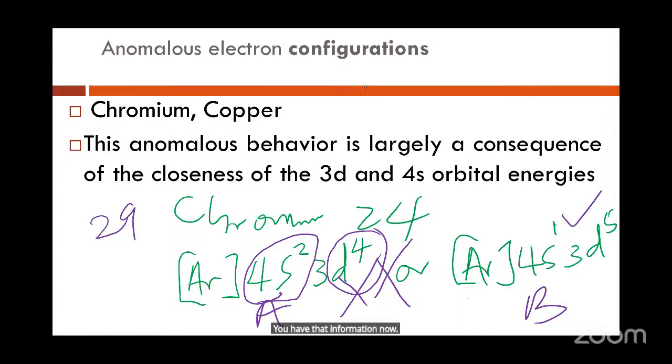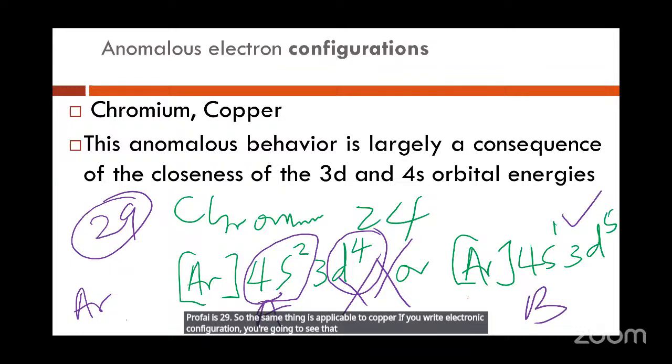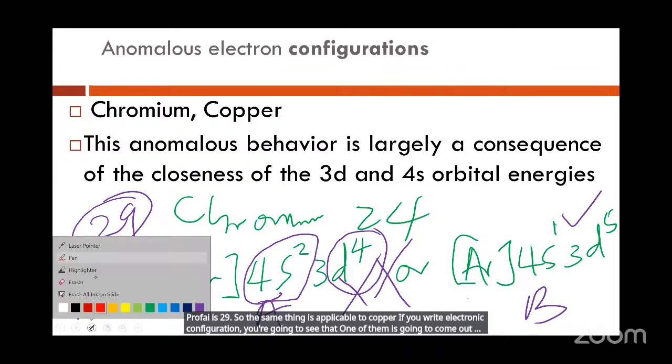So for copper, sorry, there was a little distraction here. Copper is 29. So the same thing is applicable to copper. If you write the electronic configuration, you're going to see that one of them is going to come out as, let me rub up the board.